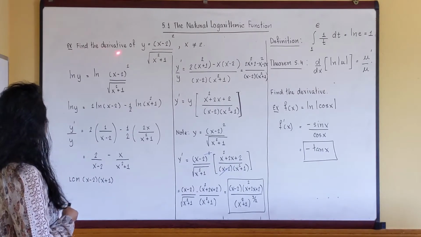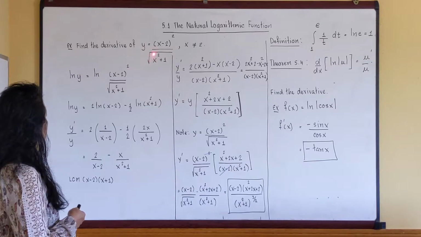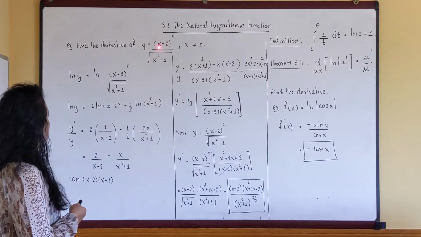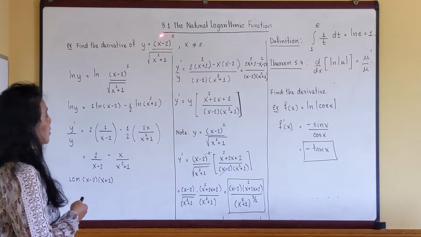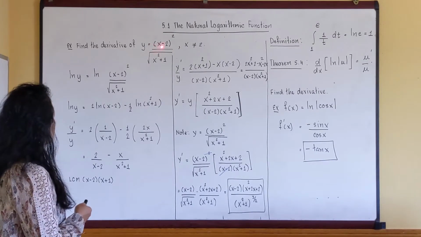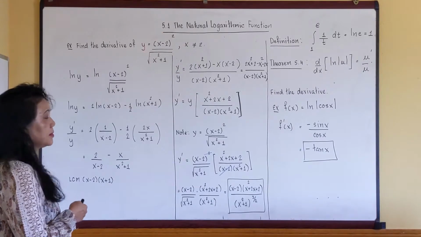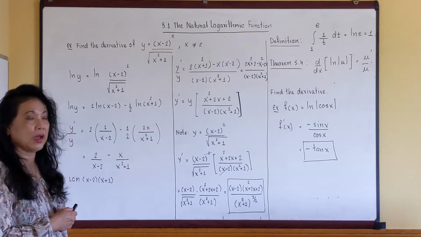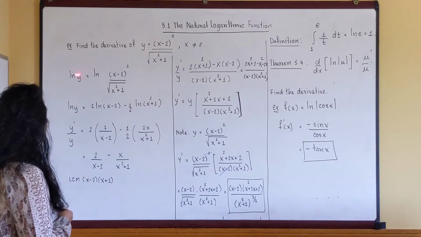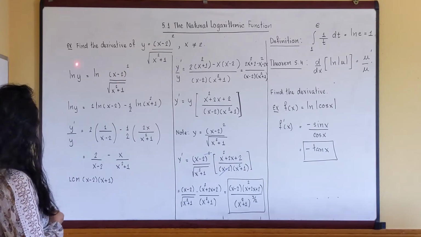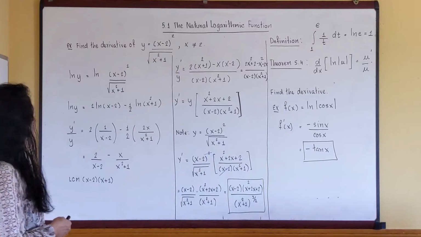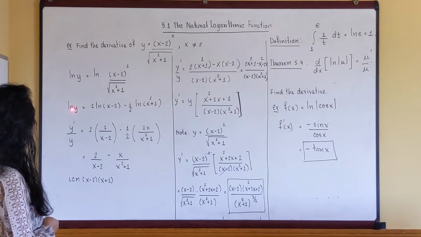They asked you to find the derivative of this expression, with x not equal to 2. So when x is not equal to 2, we don't have 0 in the numerator, so the whole thing is not equal to 0. I want to find y prime, so I'm going to take ln of both sides. I take ln on the left-hand side and ln on the right-hand side. I'm going to leave the left-hand side alone.